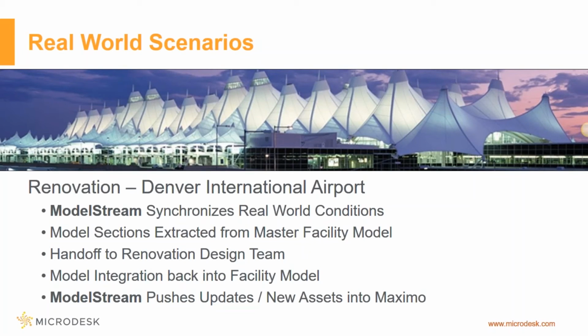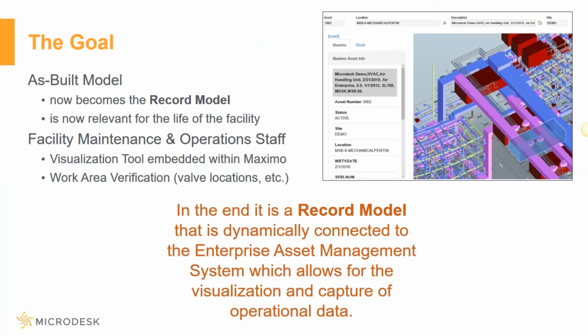And what this is doing for them is allowing them to pull data out of Maximo and place it into the Revit model. So now the real-world conditions are represented within the Revit model, and then they hand that off to their design team. Then in a post-renovation world, they're able to take that new data and bring it back into their Maximo system, so that at the end of the renovation period, operations has the most current and available information.